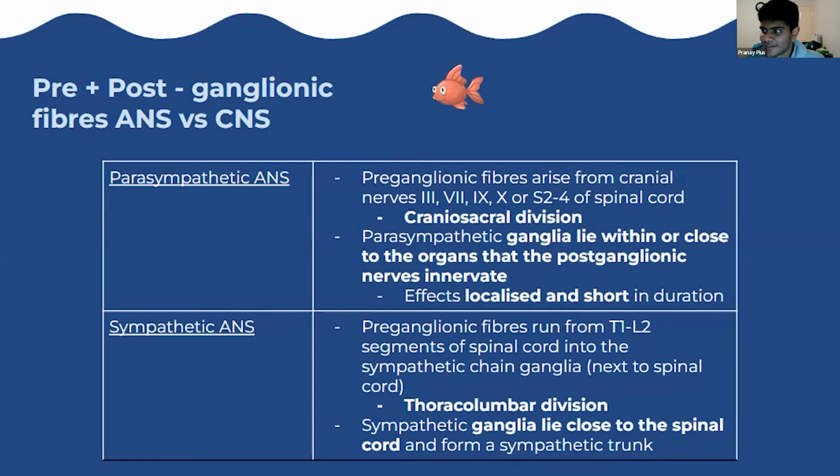And in terms of where they originate from, don't confuse cranio with cervical. Cranium means close to the brain, not like spine where cervical is. That's the confusion that a lot of people make initially. But that's all you need to know really. Parasympathetic is craniosacral and sympathetic is thoracolumbar. And what I was saying before about the ganglia lying close to the organs in parasympathetics, and in sympathetics, the ganglia lie close to the spinal cord.